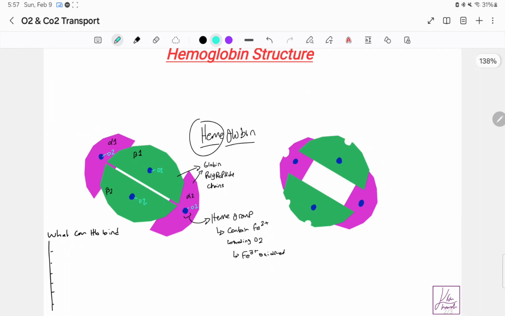Cool. So you know what we call it when hemoglobin is in this state and in this specific shape where it has bound oxygen? We call it oxyhemoglobin. So that's called oxyhemoglobin.